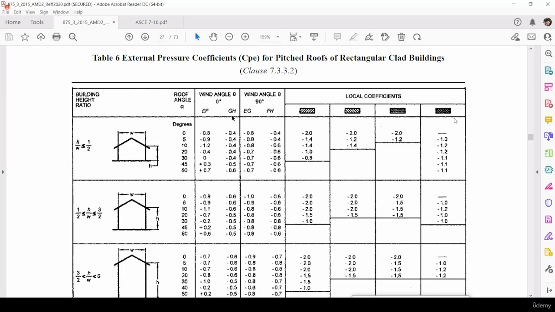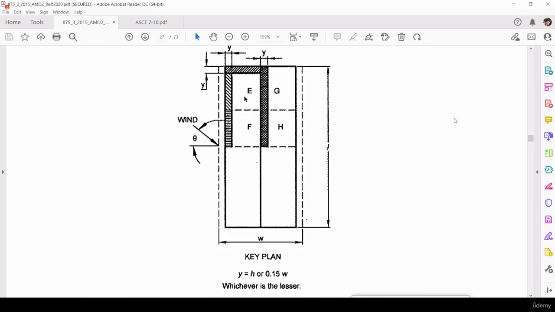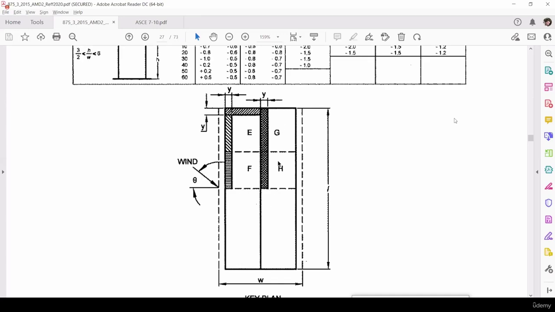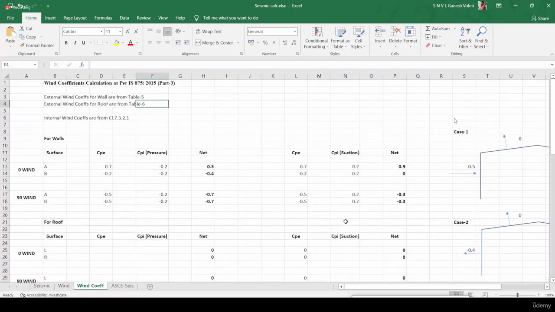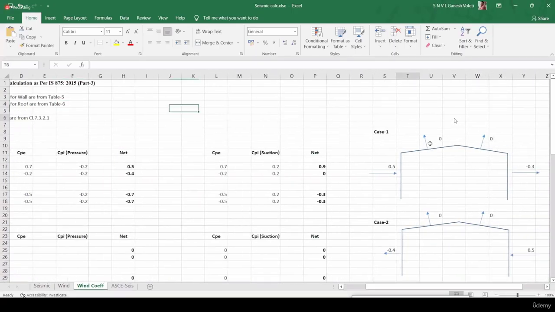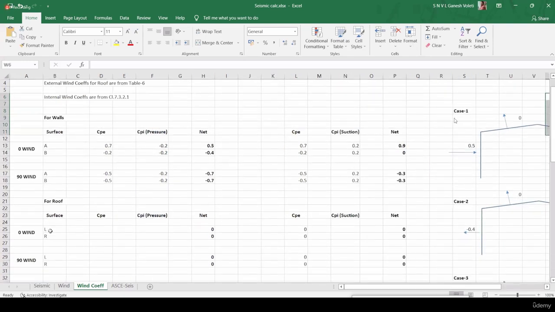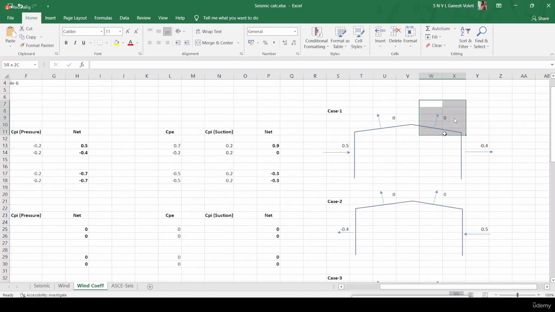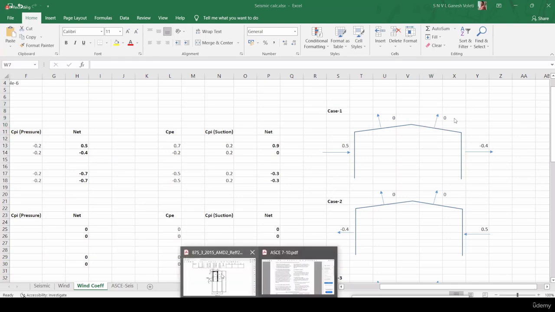For 5 degrees, he has mentioned EF and GH. So what is this EF and GH? EF is nothing but the left side of the roof and GH is nothing but the right side of the roof. Suppose I'm showing you in our example. This is EF, the left roof. This is along the ridge. We have to see left of the ridge, right of the ridge. So this is EF and this is GH. He has mentioned it like that. For our convenience, I'm taking it as left of the roof and right of the roof.